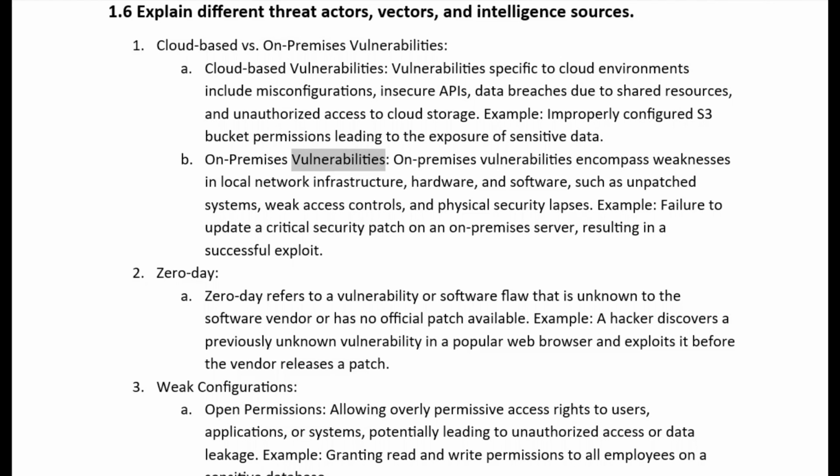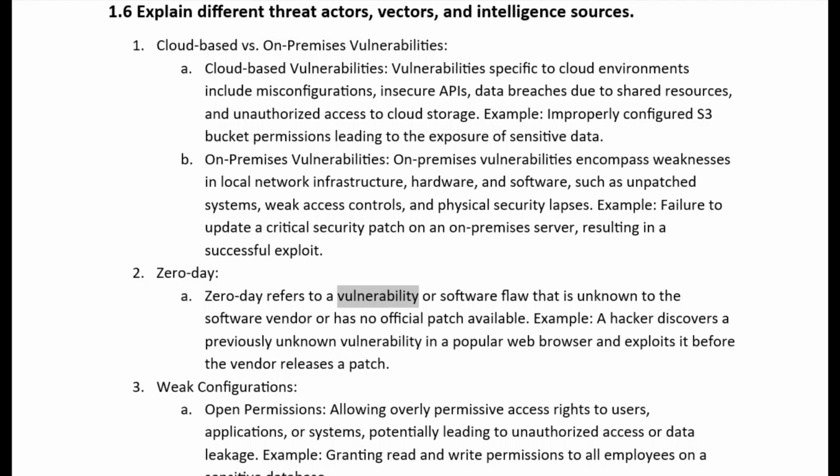On-premises vulnerabilities encompass weaknesses in local network infrastructure, hardware, and software, such as unpatched systems, weak access controls, and physical security lapses. Example, failure to update a critical security patch on an on-premises server, resulting in a successful exploit. Zero-day.